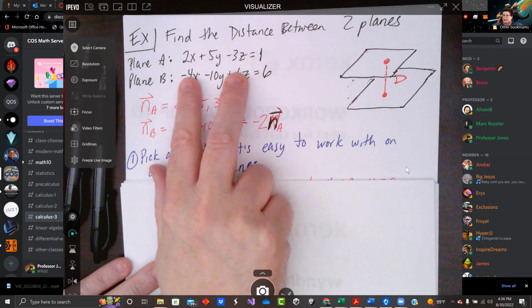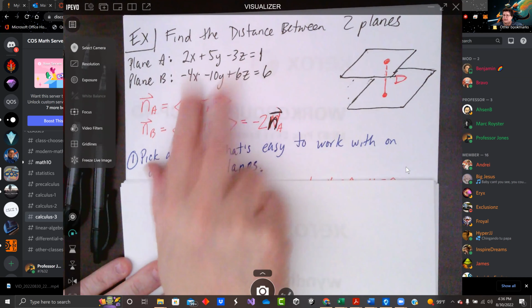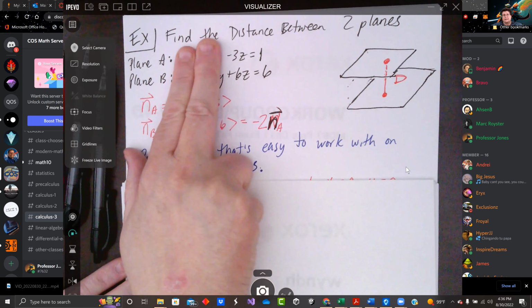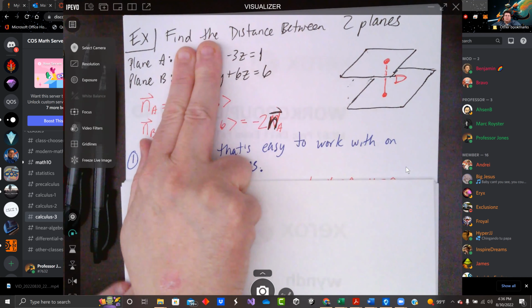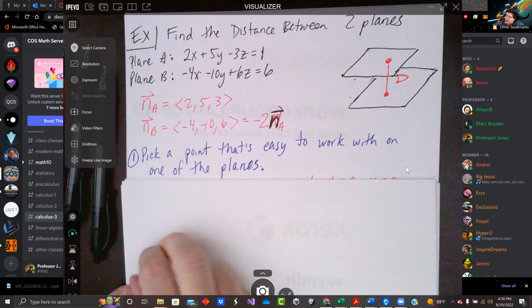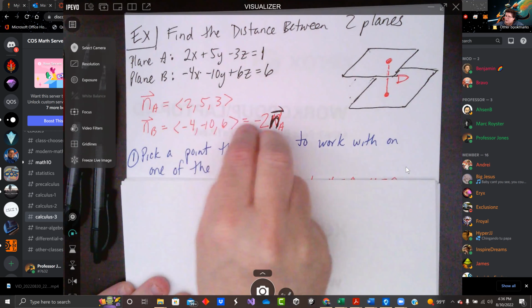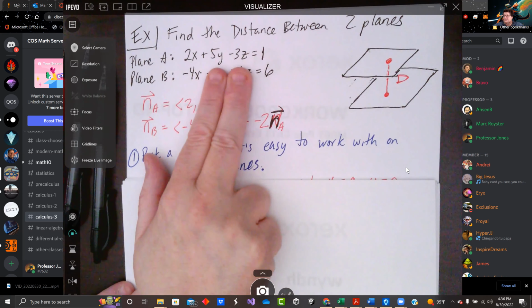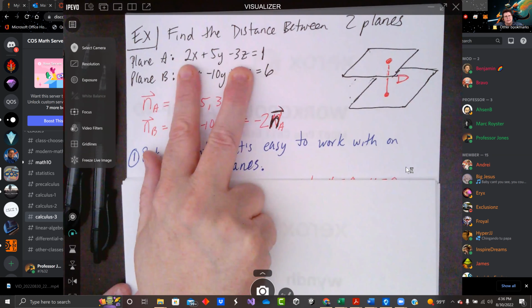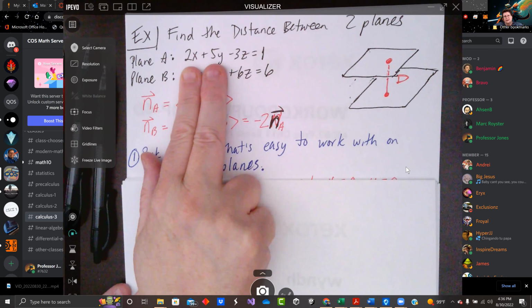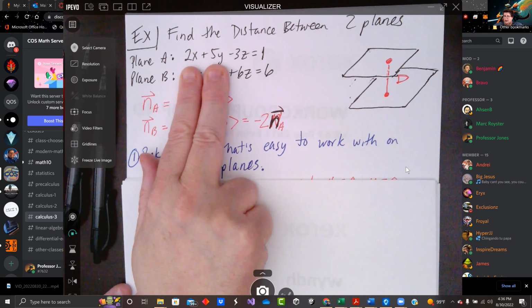If I zero out x and z, I get y is 1/5. If I zero out x and y, I get z is -1/3. I don't like those. I don't like working with fractions if I can avoid it. On plane B, if I zero out y and z, I've got 6/-4, again, a fraction. If I zero out the x and the z, same thing. 6/-10 is ugly. And if I zero out the x and the y, look what I got. 6z = 6. I like that.